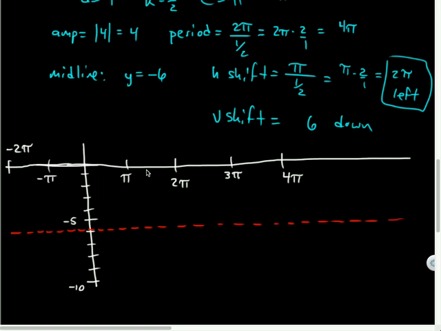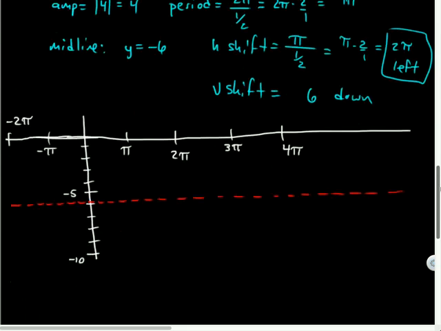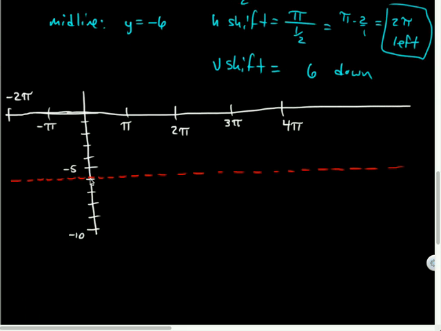Is this a right side up or an upside down one? Right side up. The A value is positive 4, so it's right side up, right? If it was negative for the A value, it would be upside down. So sine starts at 0. Our new 0 is this -6. I'm going to graph the old sine first, before the horizontal shift. The midline is our new 0. And then I go up, right?